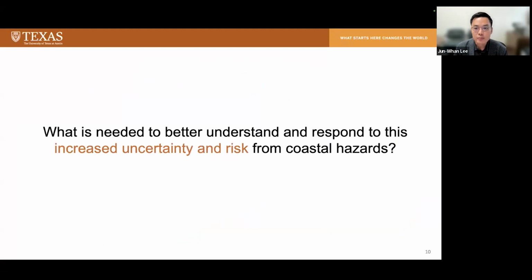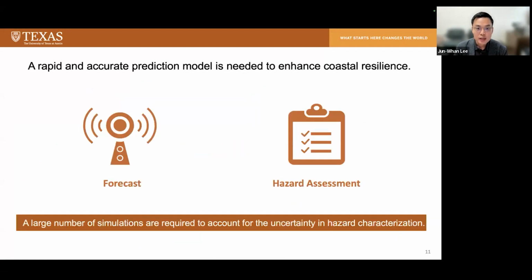Then what is needed to better understand and respond to this increased uncertainty and risk from coastal hazards? Several studies have emphasized the need for a rapid and accurate prediction model that can support not only the coastal hazard forecasting system, but also a robust hazard assessment, where a large number of simulations are required to account for the uncertainty in hazard characterization.